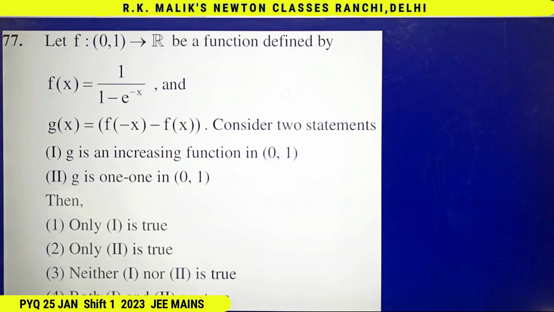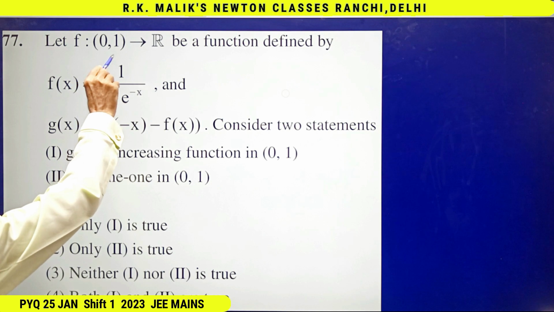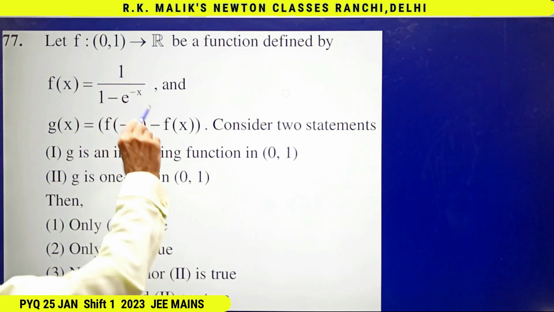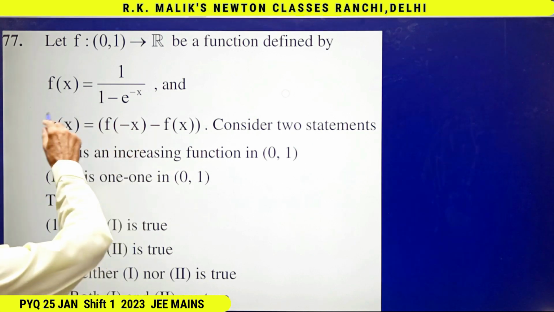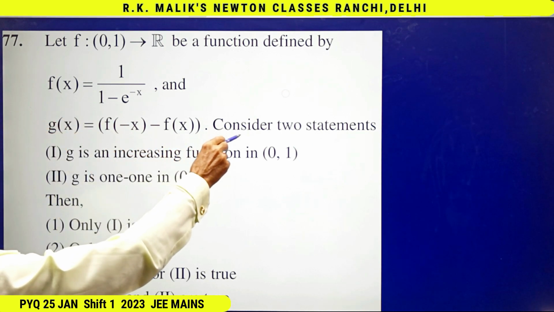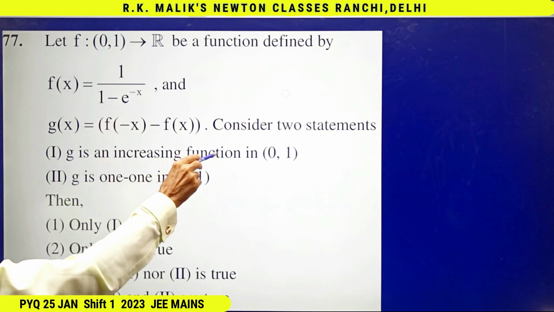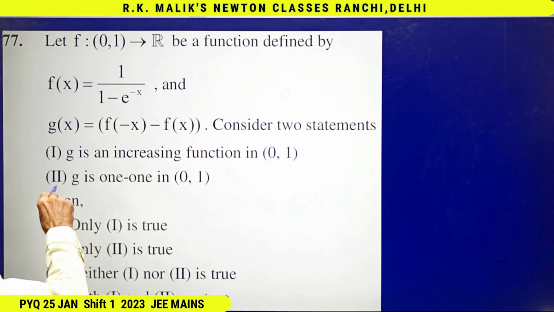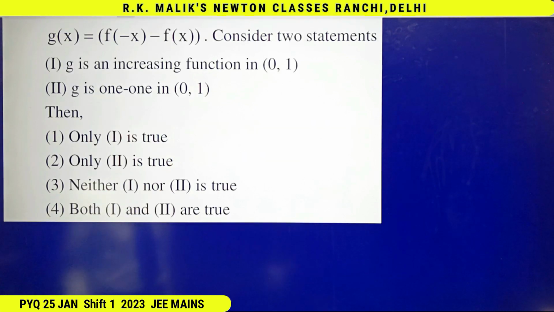In this question, it is given that let f: (0, 1) → R be a function defined by f(x) equal to this and g(x) equal to this. Consider two statements: g is an increasing function in the interval (0, 1), and g is 1-1 in the interval (0, 1). You have to find the correct choice.